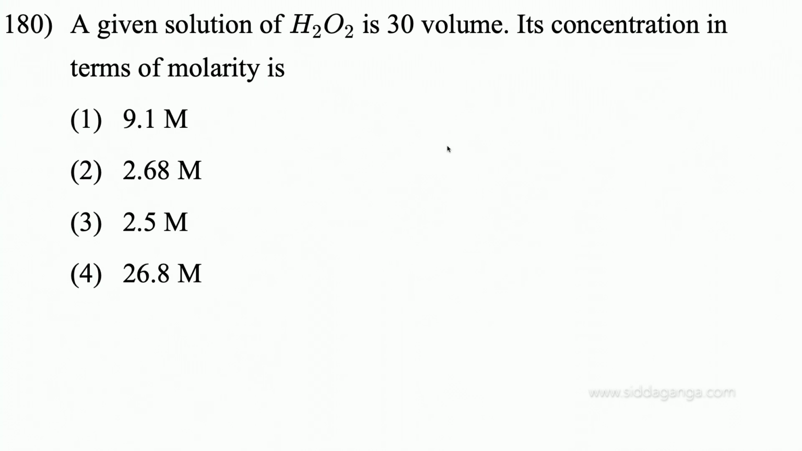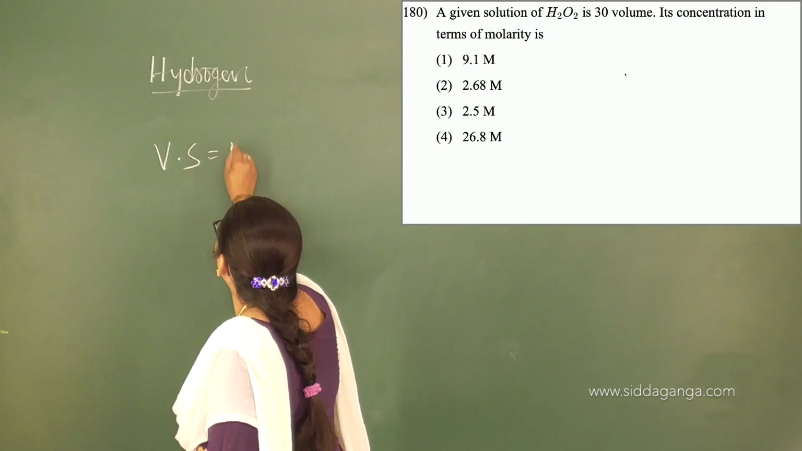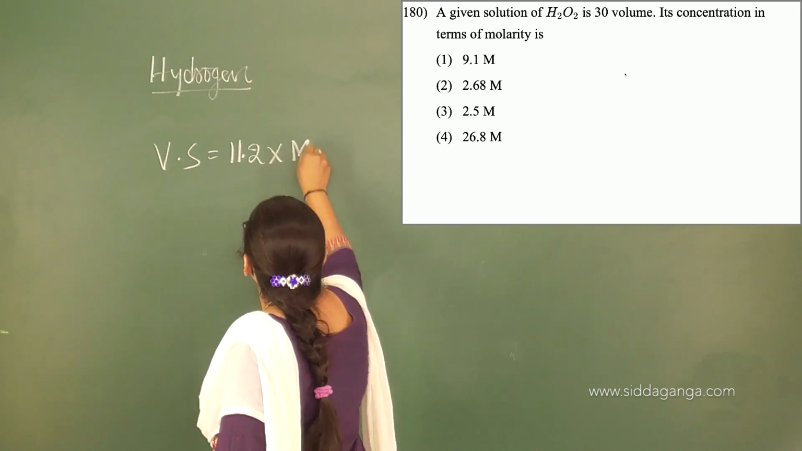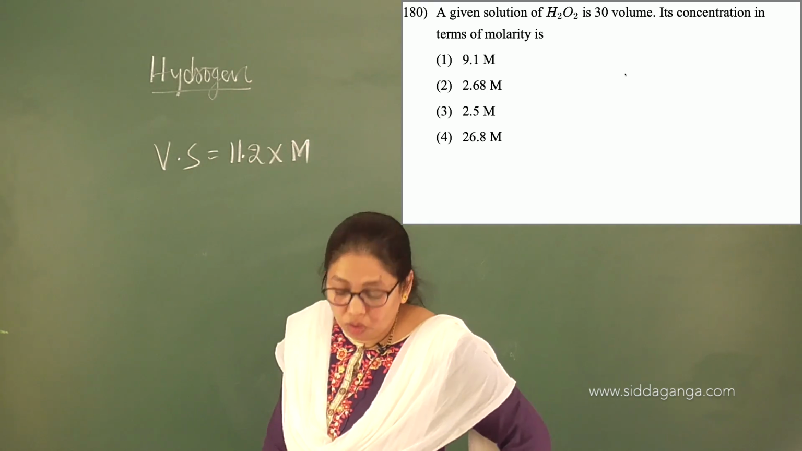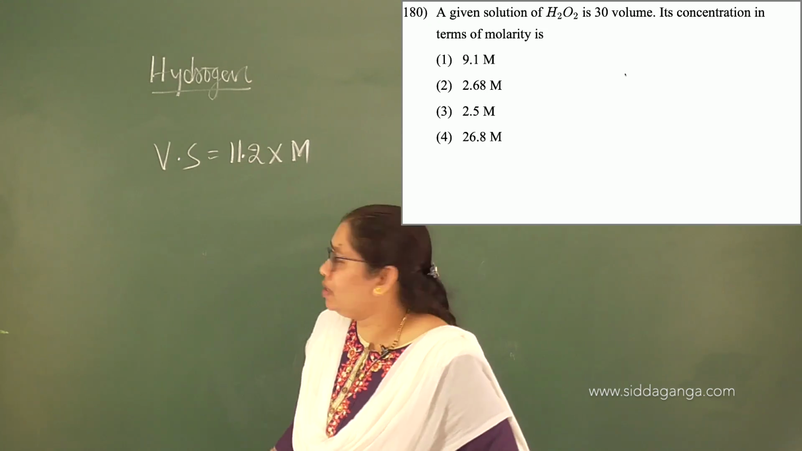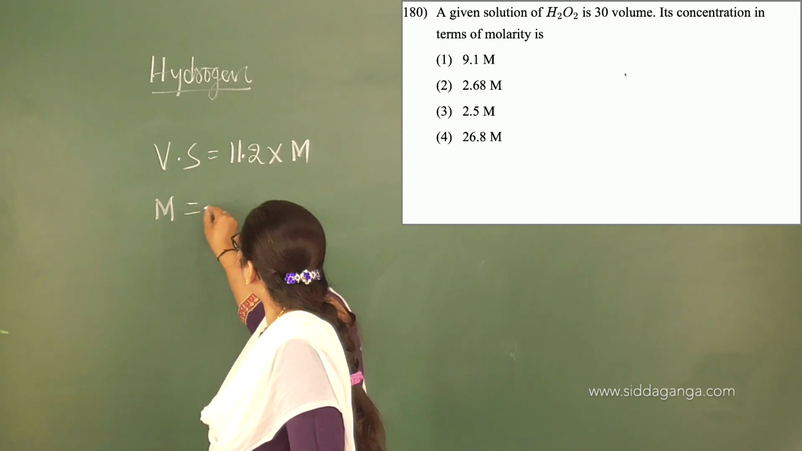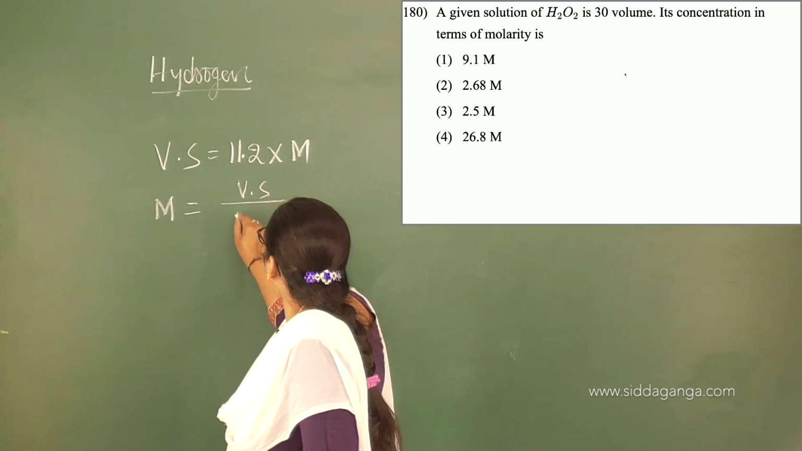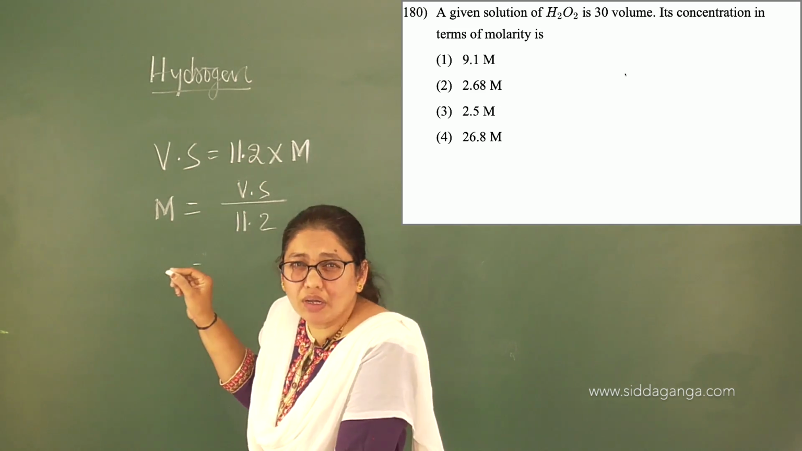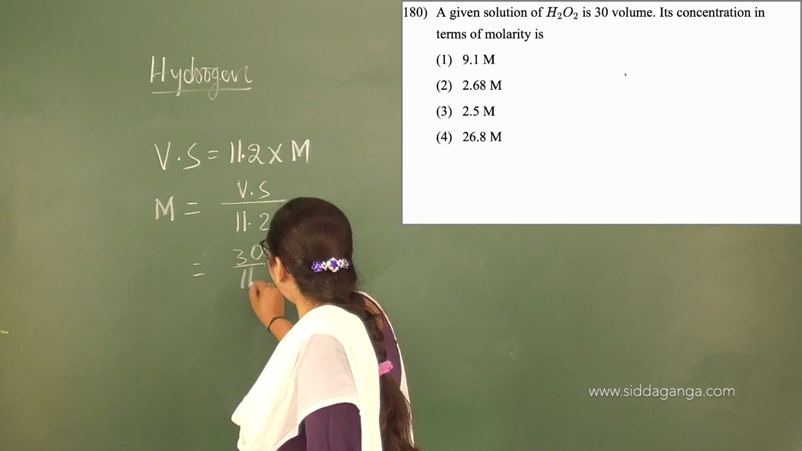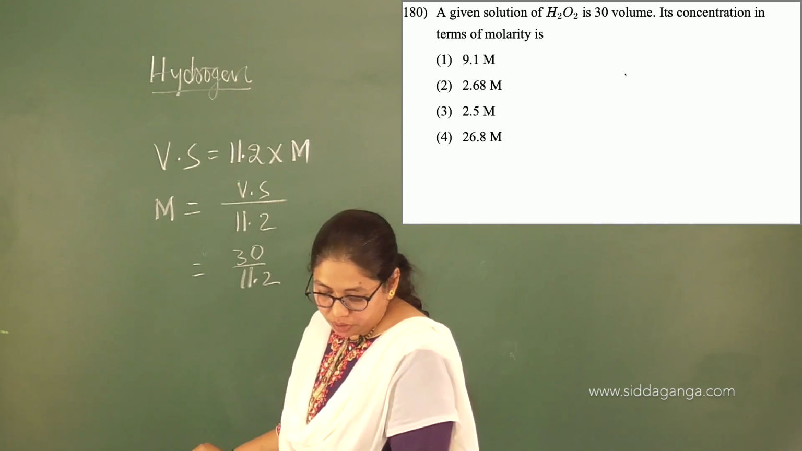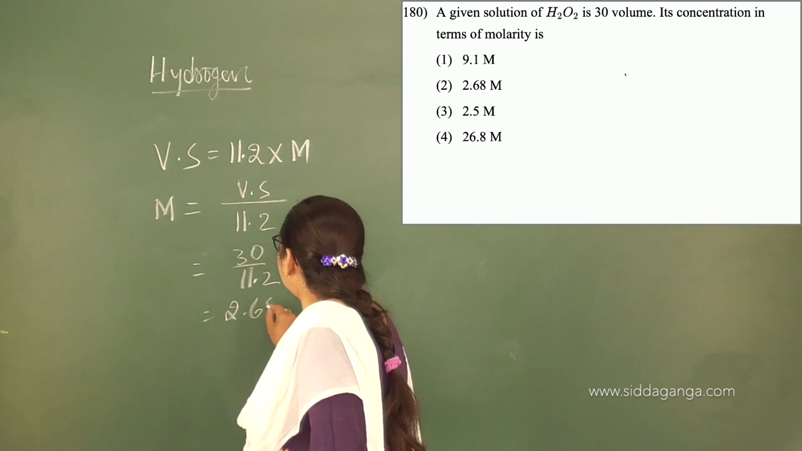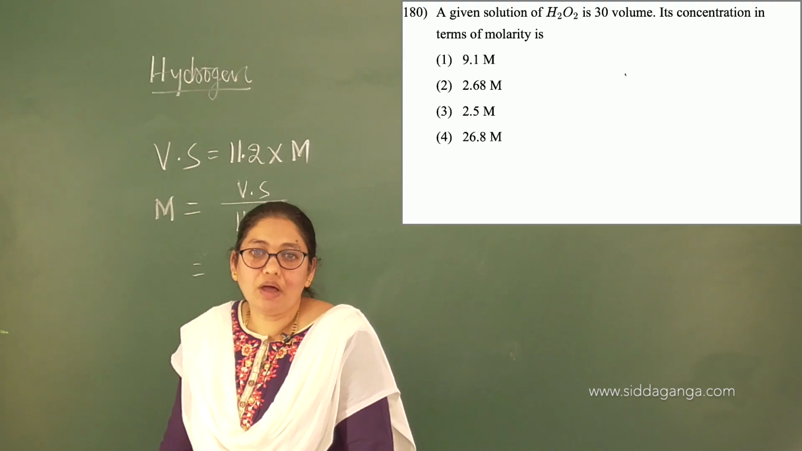Yes. So it is a very simple question again. A given solution of H2O2 is 30 volume. Its concentration in terms of molarity. In the beginning itself I have given the relationship between volume strength and molarity. Volume strength is equal to 11.2 into molarity. So what they have asked us here is its concentration in terms of molarity. Molarity is equal to volume strength divided by 11.2. What is the volume strength they have given? That is 30 divided by 11.2. So how much are you going to get? That will come around 2.68 molar. That is option 2.